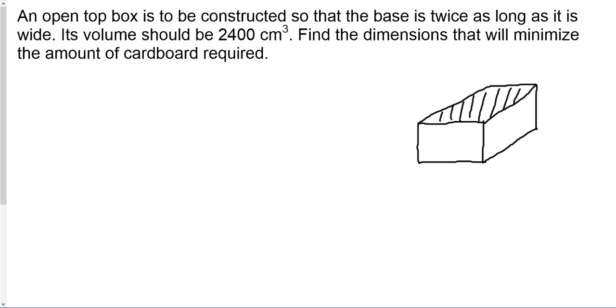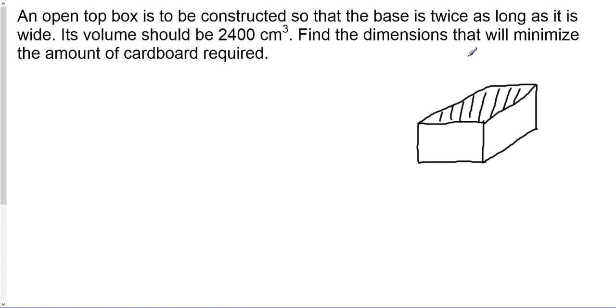So we're told that an open top box is to be constructed so that the base is twice as long as it is wide. Its volume should be 2400 centimeters cubed. Find the dimensions that will minimize the amount of cardboard required. Okay, so all I've done so far is draw a little picture of what our box is going to look like, and I've shaded in the top to indicate that the top is open.